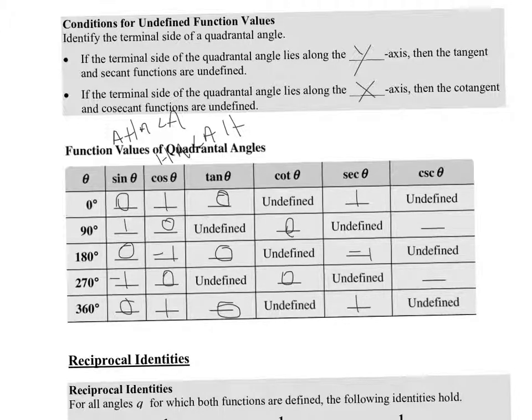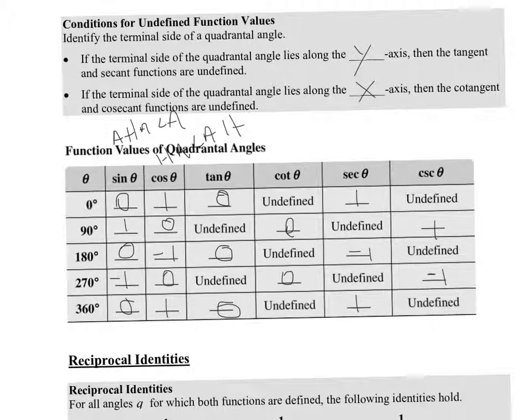Very good. And then let's fill in cosecant. We already know that cosecant is the reciprocal of which one? Sine. The reciprocal of 0 is undefined. What's going to be the reciprocal of 1? 1. Reciprocal of 0 is undefined. The reciprocal of negative 1 is negative 1. And we've got our table all filled in.